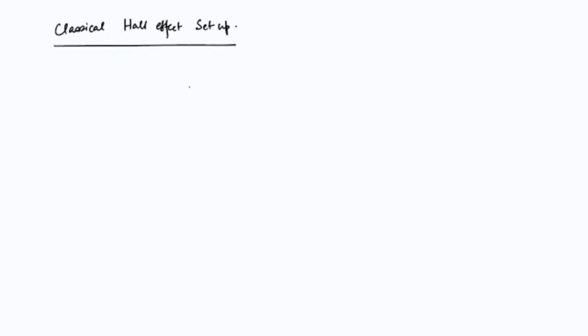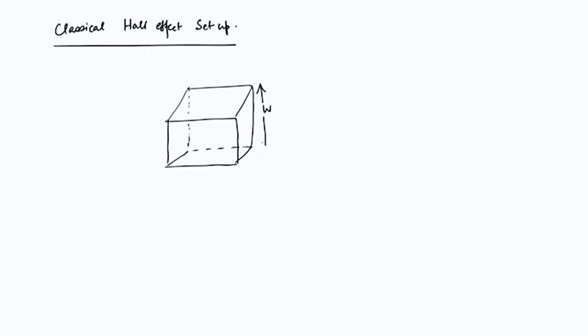Okay, and let me make the drawing a little big and clear. So this is, say, a Hall sample. Let's call this width as W. Now this is drawn not in scale.